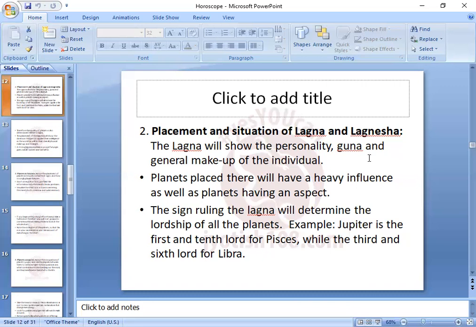Similarly, for all the Mars ruled signs, for example, for Aries, what happens? Mercury rules the 3rd and the 6th house. So in that case, Mercury becomes a functional malefic. Similarly, for Mercury ruled signs, for example, Gemini, then Mars becomes a functional malefic. So this is the way you will look at how the planets are behaving as per the sign ruling the Lagna.